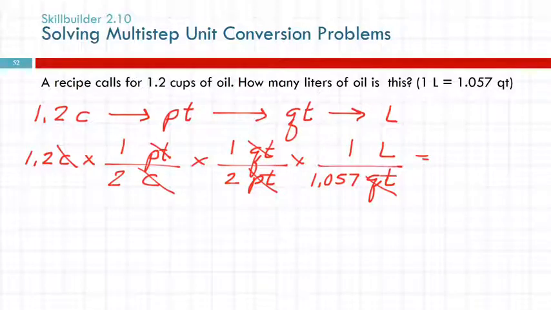Now I just go across with my calculator. I start with 1.2 times 1 divided by 2 times 1 divided by 2 times 1 divided by 1.057 equals. How many significant figures is this answer going to have? It's going to have 2.